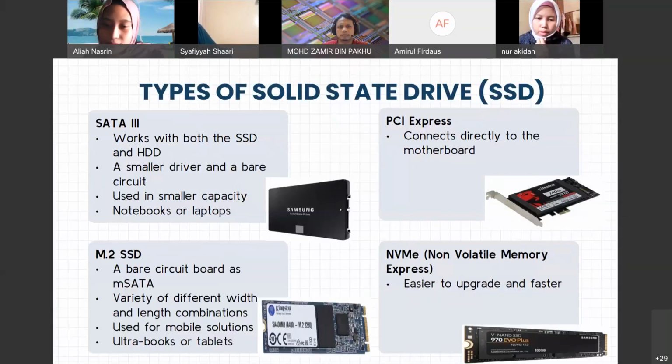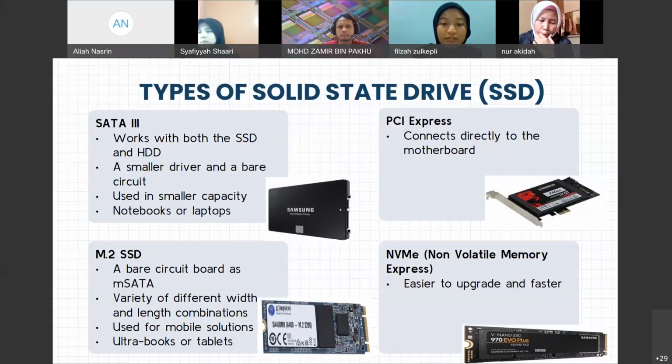Okay. I'm going to proceed with the types of solid state drive. SSDs can be classified in different form factors, such as the type of connection. Some listed are SATA 3, PCIe, M.2 SSD, and NVMe. Okay, first, SATA 3.